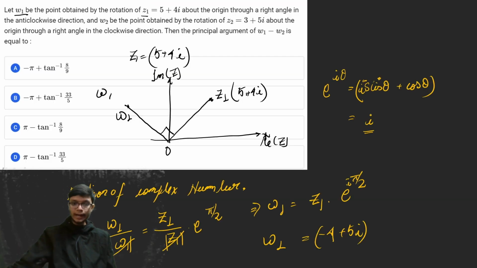So if you consider the anti-clockwise as a positive angle, since the rotation by anti-clockwise is assumed to be positive, anti-clockwise rotation is positive. Similarly, clockwise rotation will be negative.